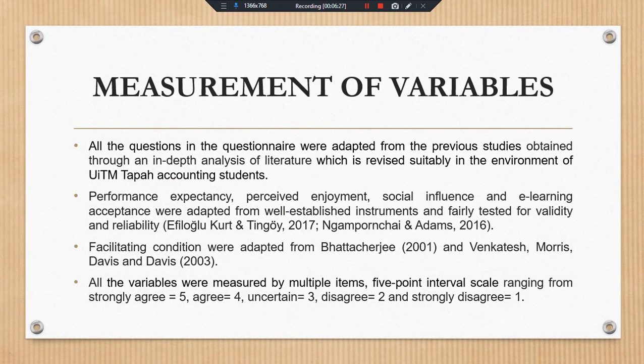For the measurement of variables, all the questions in this questionnaire were adapted from previous studies obtained through an in-depth analysis of the literature, and were revised suitably for the environment of UITM TAPAH accounting students. Performance expectancy, perceived enjoyment, social influence, and e-learning acceptance were adapted from well-established instruments that were fairly tested for validity and reliability. The same goes for facilitating conditions, which were adapted from a previous study. All the variables were measured by multiple items using a 5-point interval scale ranging from strongly agree to strongly disagree.